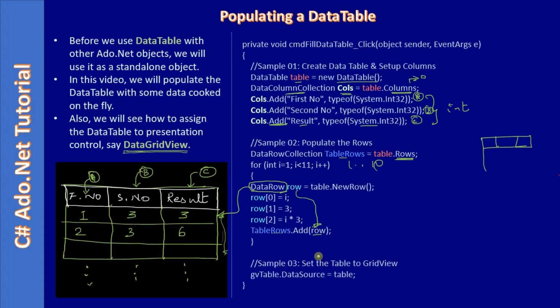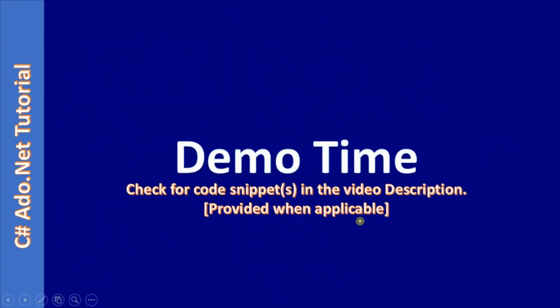Alright, now finally we have the data table ready here in code snippet 1, and in code snippet 2 we formed the rows. In code snippet 3, if you see, we are assigning this data table to the data source property of GV table. GV table is nothing but our data grid view, right? Presentation, data grid view, data source, and we are assigning the table. Now let's go to the demo.